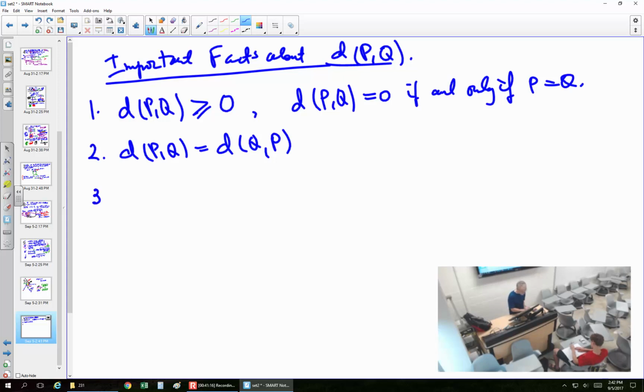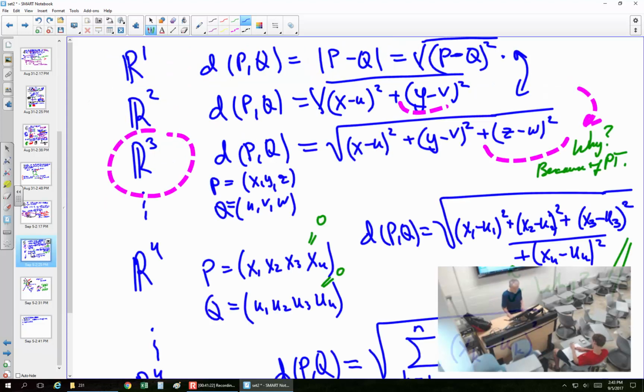Kind of obvious. And certainly the formula is symmetric. So those differences, even though I subtracted x minus y, x minus u over there, can be reversed, and the result will be exactly the same, right? So that applies to all dimensions.